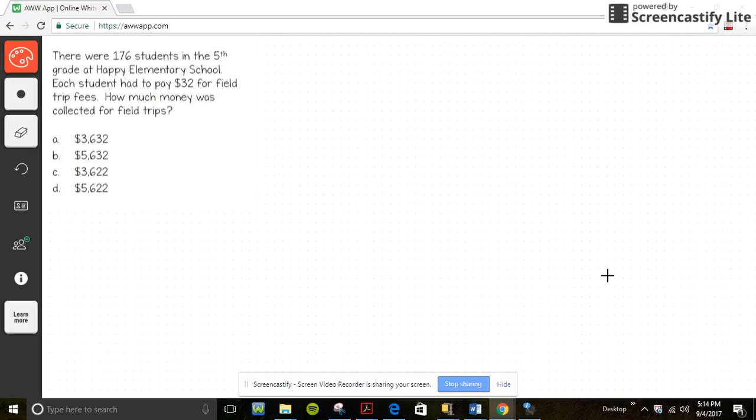We have a word problem today, and we're going to look at the word problem. The very first thing we're going to do is read the word problem. So I'd like you to read that quietly as I'm reading it out loud.